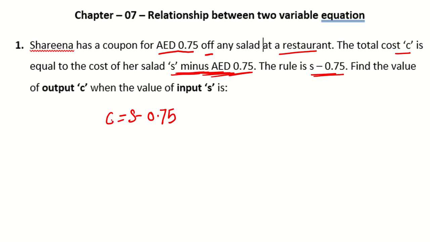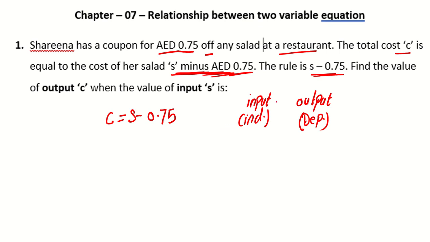Okay, so in a two variable equation we have two things. One is called input and another is called output. For input we say this is the independent variable, and for output we say this is the dependent variable. Now, there are some values given to us. Maybe input will be given and output will be required, or output will be given and input will be required.